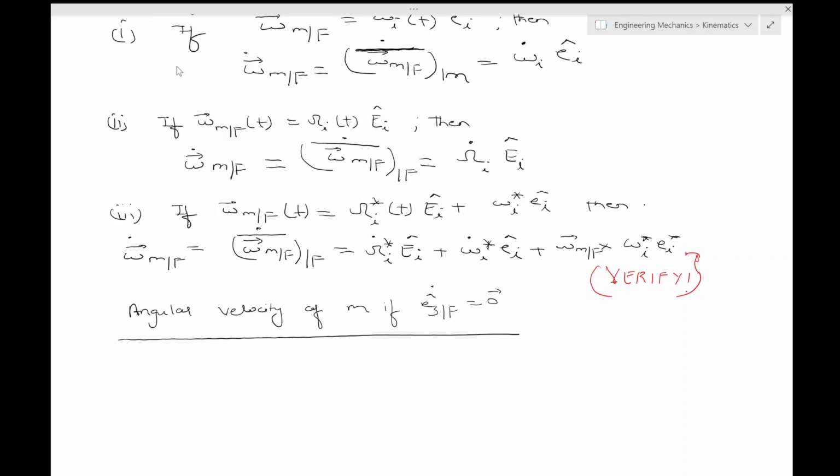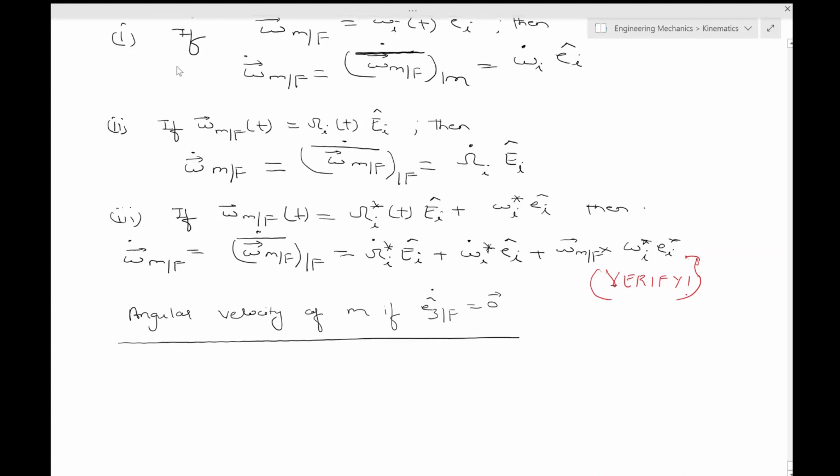So we will now be taking a special case and try to derive what the angular velocity of the frame M would be if E3 dot in the F frame is equal to 0. This is somewhat of a simplification of the case which we have done in the previous section, and this is quite useful in practical problems. Not all the three axes have this time derivative not equal to 0. Many a times one of them would be equal to 0, and in that situation how would the angular velocity of M look like is what we want to see over here.